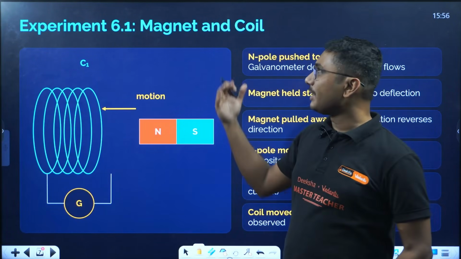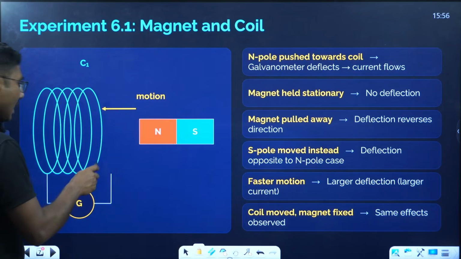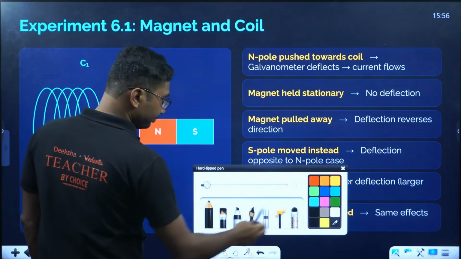Now, the experiment: the magnet and coil experiment. This is an important experiment that is asked in the exam from time to time.